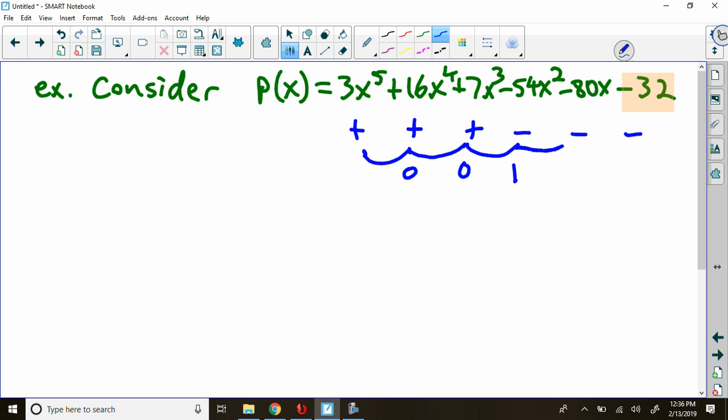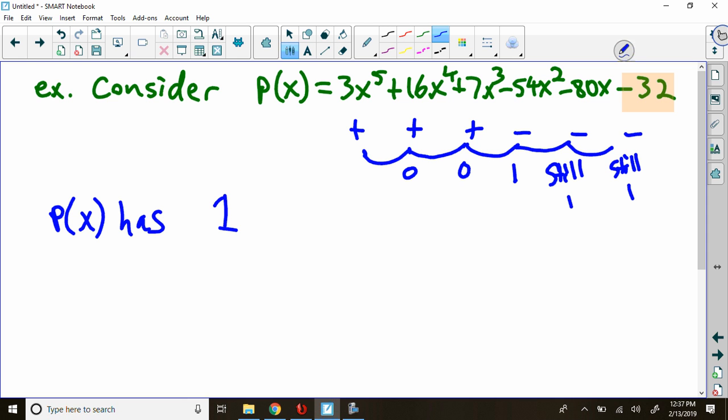It's negative. It's still negative. Did it change again or no? It's still one, right? Still one. And from negative to negative, it's still one. You with me? So what conclusion can we draw? P of X has how many what? Has one positive real root. So far, so good.